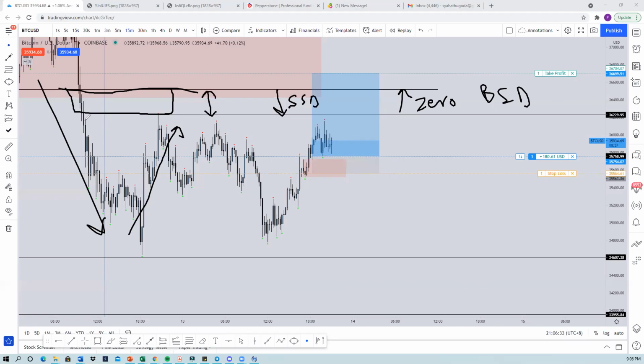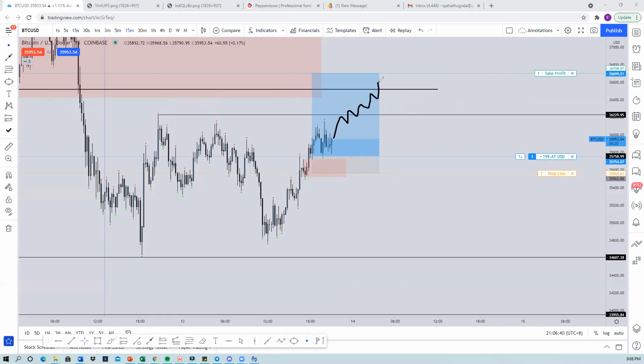You have sell side delivery here, but zero buy side delivery to the upside, which is why you want to see price come up, fill the gap, consolidate, and then drop. Okay, so this is something that happens every day, sort of like a market cycle.